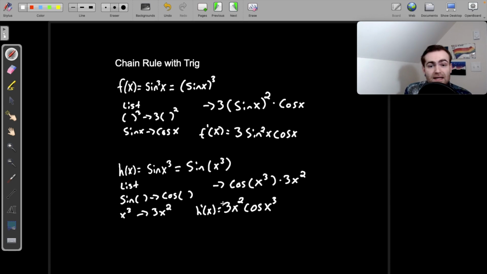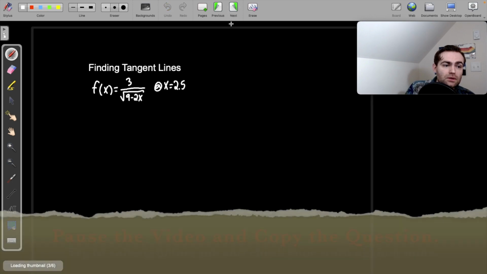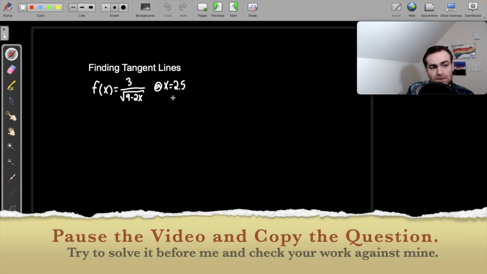So hopefully you see it's not that bad. It's derivative of the outside, keeping the inside the same, times the derivative of the inside. We're just following that process. And if it helps to identify the structure, I do recommend making a list, especially if you're new to it and you're having trouble. If you're able to identify the inside and the outside without it, by all means, skip that step. So let's find a tangent line using this.